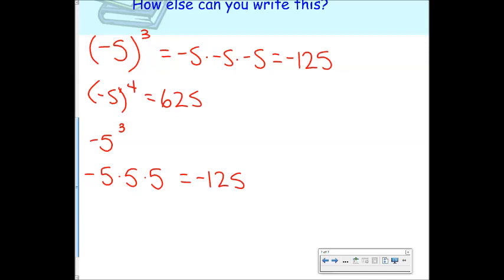Your calculator will do that for you. When you start using calculators, if you don't put parentheses in, it will give you a negative every time. So just be careful with that when you're using a calculator. If it's in parentheses, make sure you put it inside parentheses in the calculator.